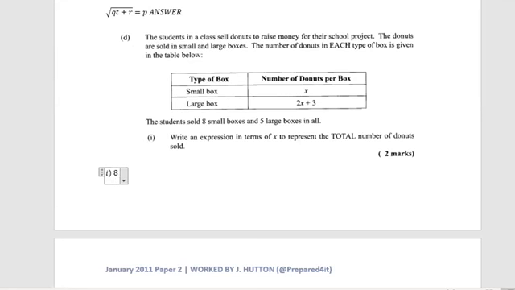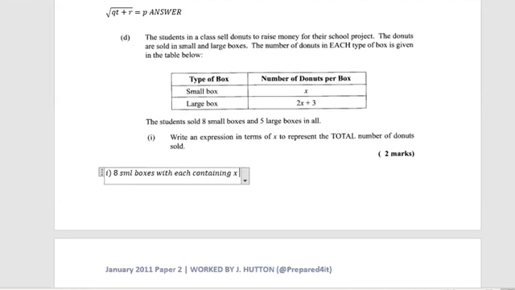So what they told us is that 8 small boxes, each containing x.